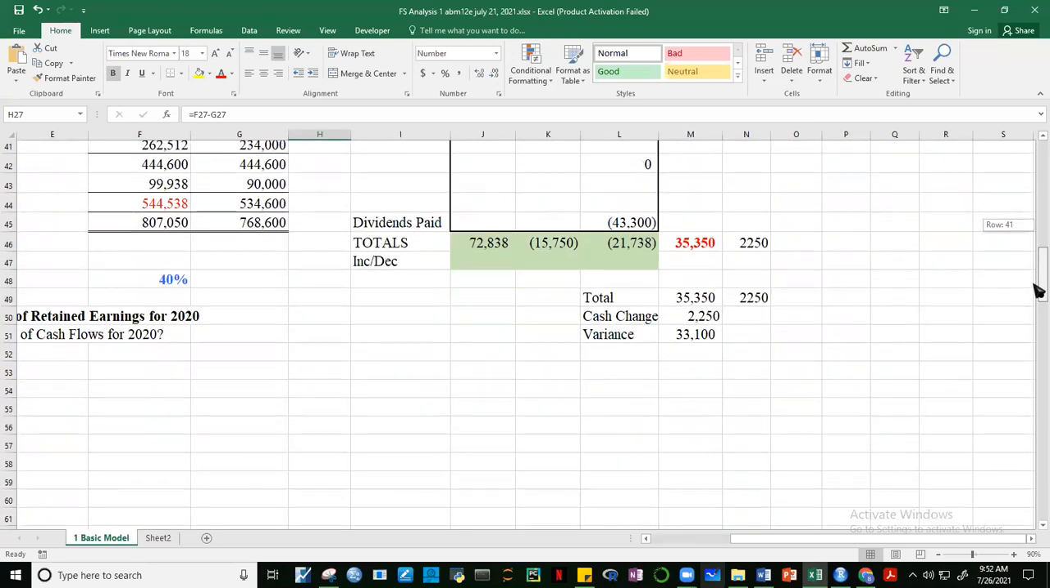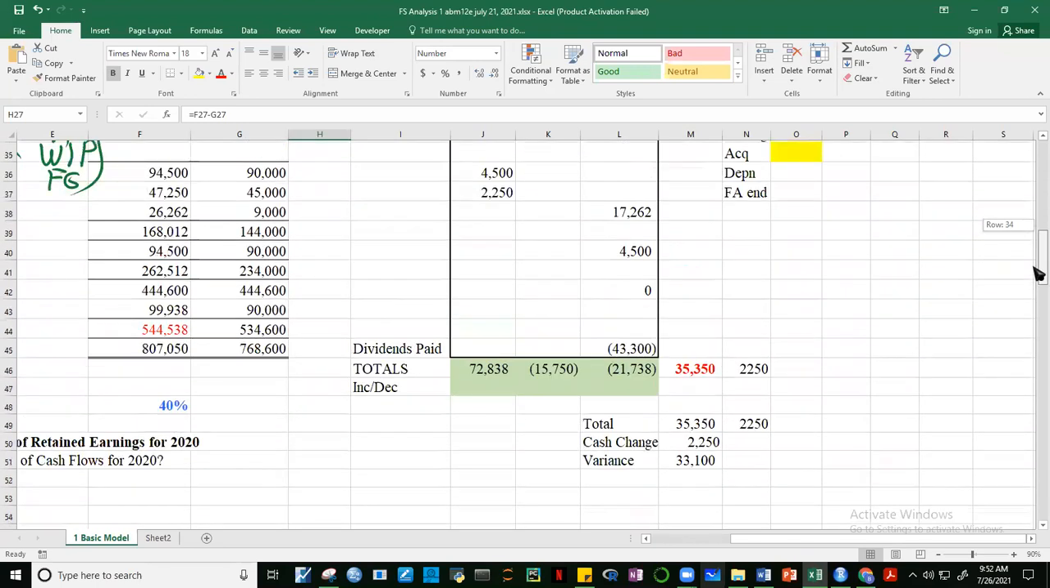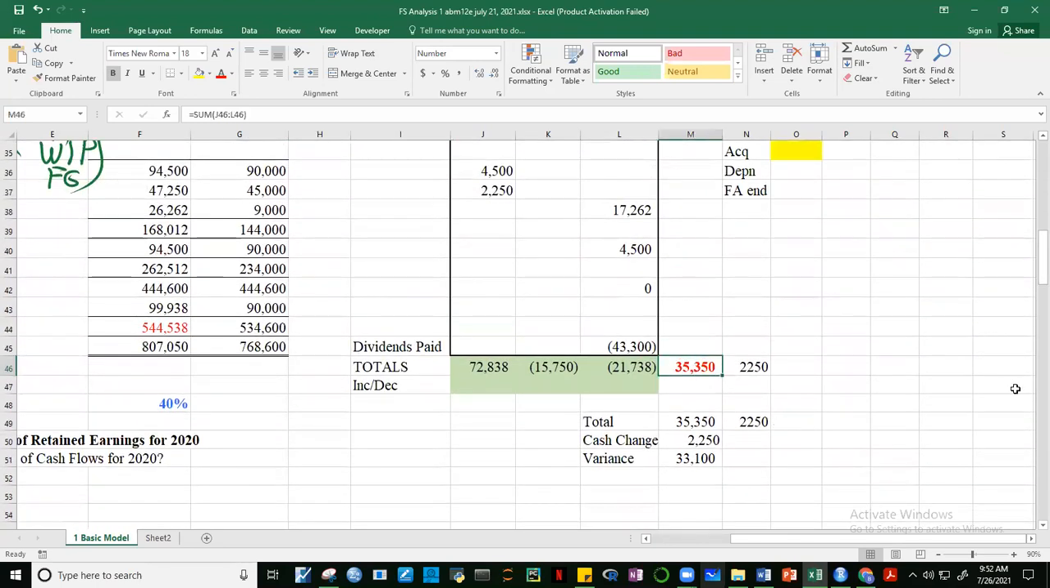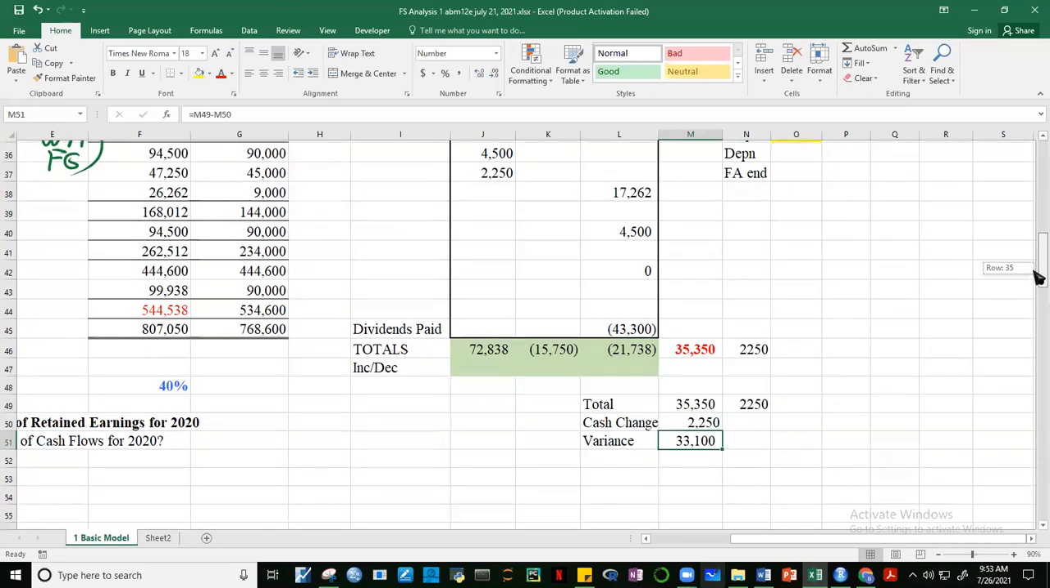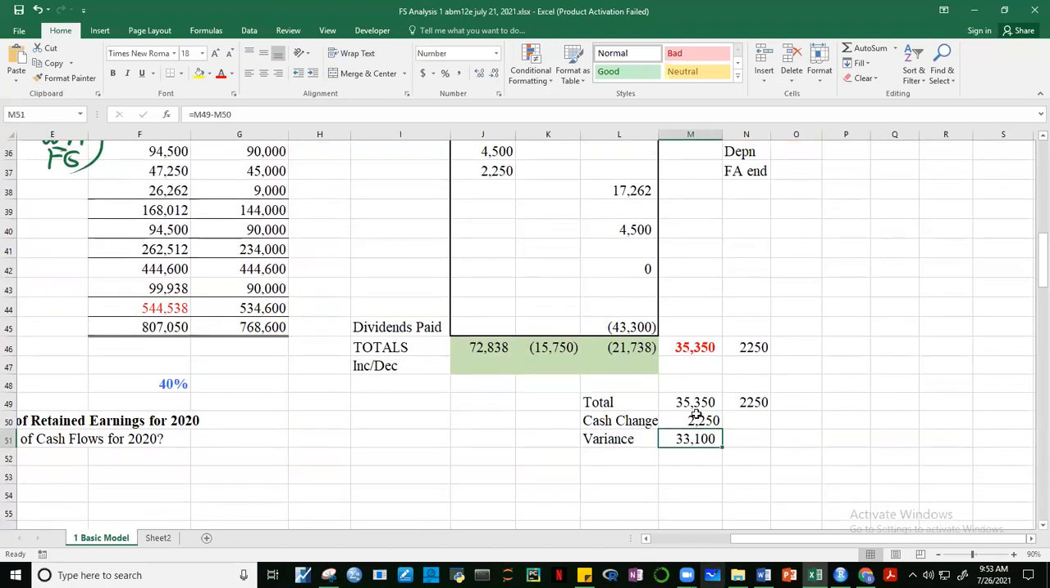Kung magkaiba yan, may problema tayo. Ngayon, ang total natin, 35,350. Okay? Nung sinubtract natin yan sa 2,250, sabi natin, ang discrepancy natin, 33,100. So, dapat ma-account natin saan galing to. Bakit magkaiba itong total natin sa template natin kaysa dun sa change in cash na 2,250? Okay, ang dapat na tama 2,250 guys, ito dapat yung makuha natin.